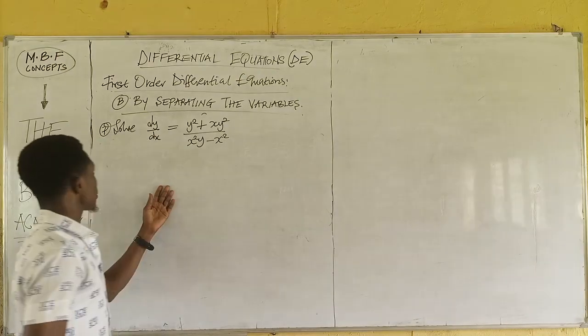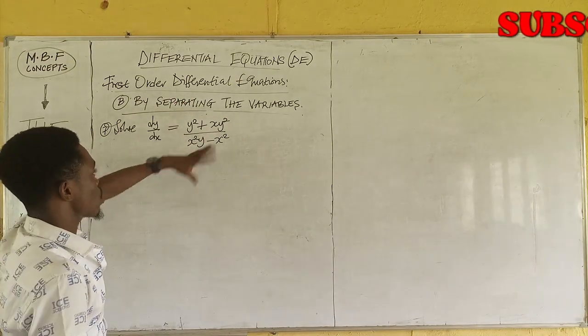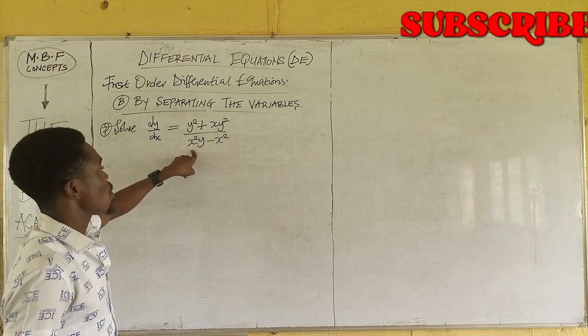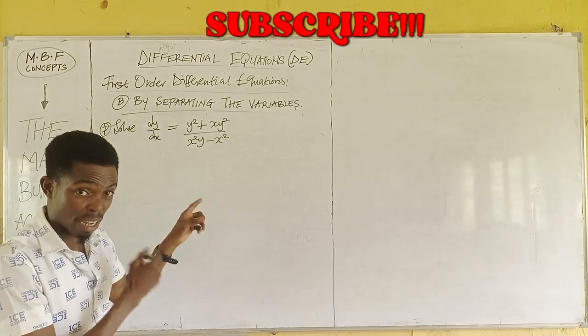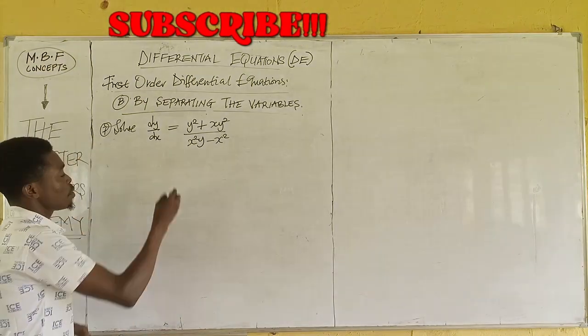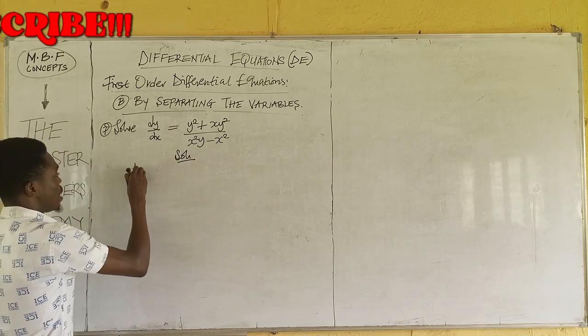Now, question number 7, we are asked to solve dy over dx is equal to y squared plus xy squared all over x squared y minus x squared. Now, something is common and special about this question, right? Now, let's put down our solution as we begin to solve this step by step.